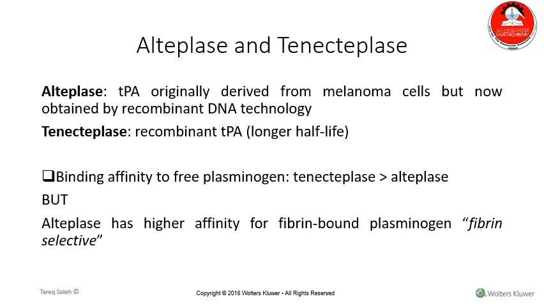It's a recombinant TPA, and it has a longer half-life in comparison to alteplase. Note that these drugs have different binding affinities to free plasminogen, meaning that tenecteplase binds more to free plasminogen in comparison to alteplase, while on the other hand, alteplase binds more to plasminogen that is already bound to the fibrin clot. That's why we call alteplase fibrin selective.